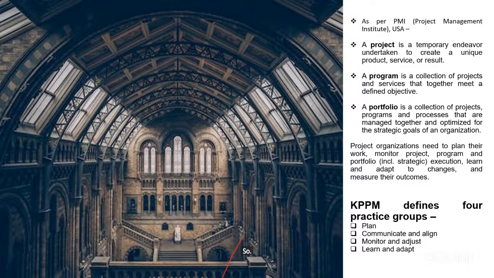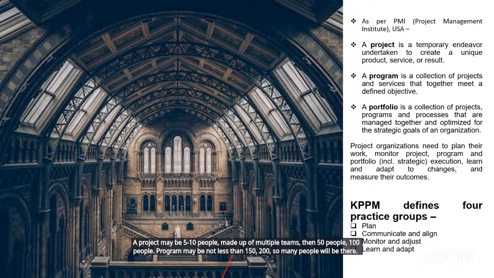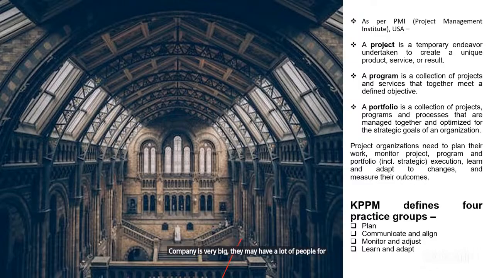So in order for us to deliver these projects, programs, portfolios to the customer, these organizations, enterprises or companies, they need to plan their work. You cannot simply say, okay, I will do this tomorrow, because so many people are involved. A project may be 5-10 people made up of multiple teams, then 50 people, 100 people. Program may be not less than 150, 200, so many people will be there. Portfolio may be 500, 1,000, 2,000. So this depends on the size of the company. Company is very small, they may have smaller people for project, program, portfolio. Company is very big, they may have a lot of people for project, program, portfolio. So it all depends from company to company. We cannot have generic ways of saying this much means program.